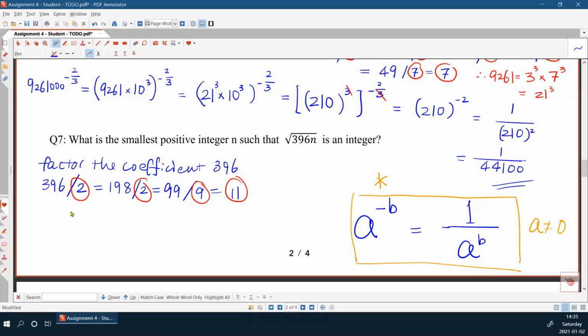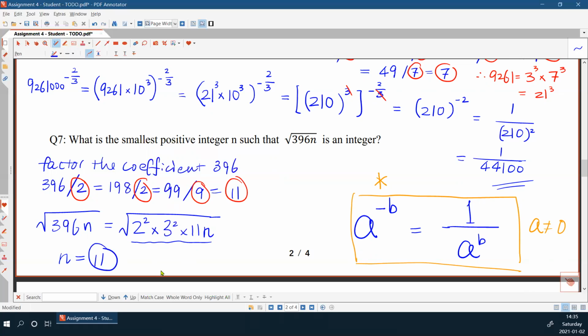So this means square root of 396n is 2 to the square, 2 to twice times 3 to twice times 11n, right? So here, apparently, to have an integer, you will have n equals to 11. This is the smallest possible number that gives you an integer after the operation of square root, right?